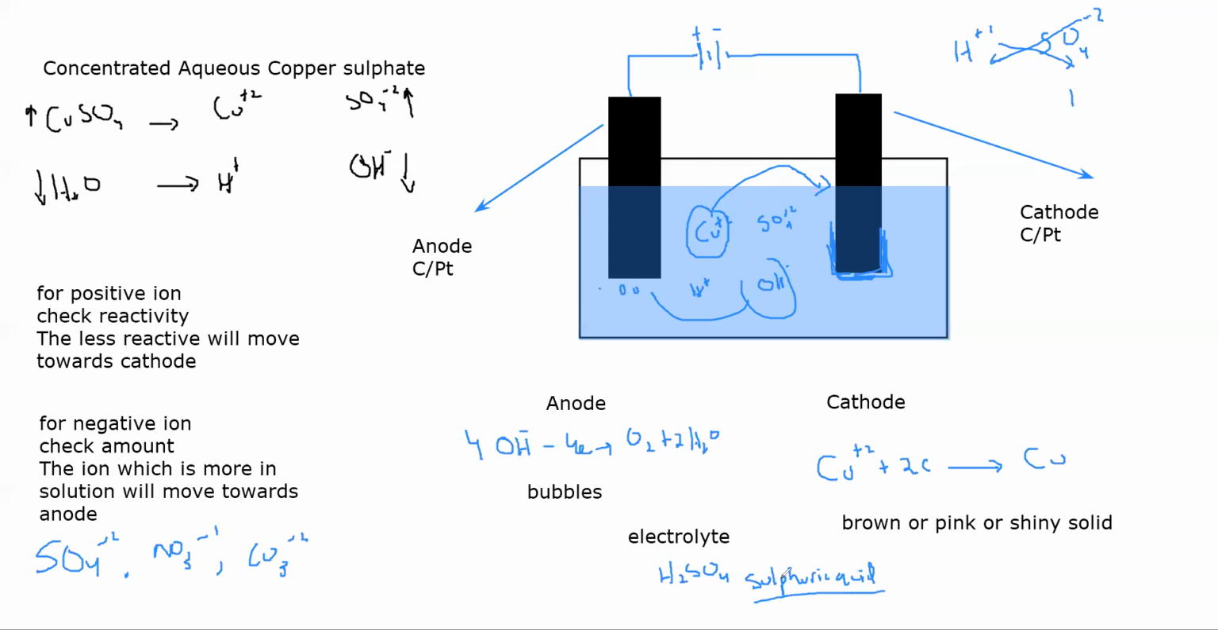As you pass the current through aqueous concentrated copper sulfate, copper ions are less reactive and will move towards cathode. Hydroxide ions, even though they are less in the solution, move because sulfate cannot move. So you are left with hydrogen ion and sulfate ion, which form H2SO4, also known as sulfuric acid. So this electrolyte will become acidic. Is it clear? Electrolysis of concentrated aqueous copper sulfate.